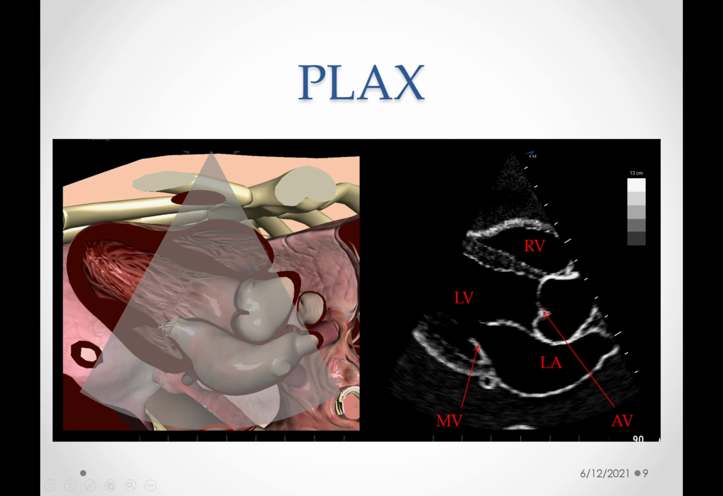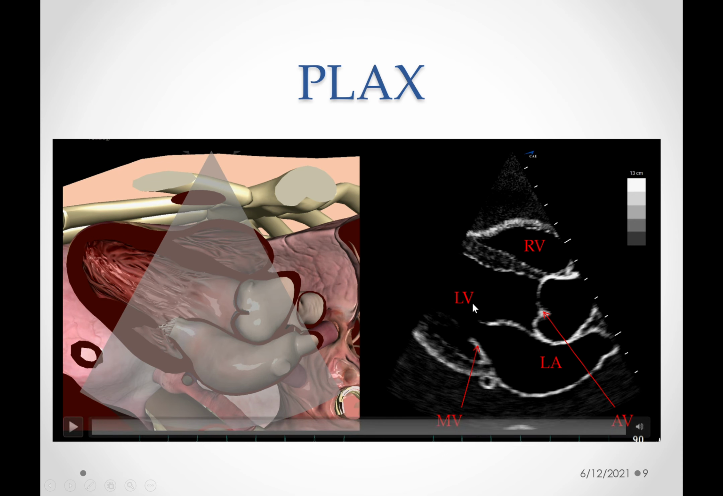This is a picture from a simulator. Again, on the lower right, you will find the left atrium, and then the mitral valve. On your left side, you'll find the left ventricle, and that arrow there is the aortic valve, and this is the aorta. On the top side of the screen, you will find the right ventricle.